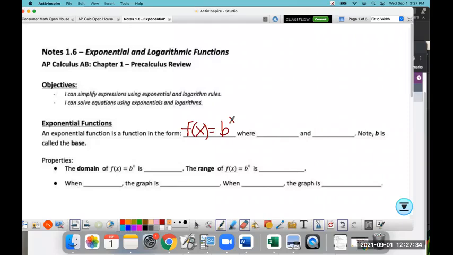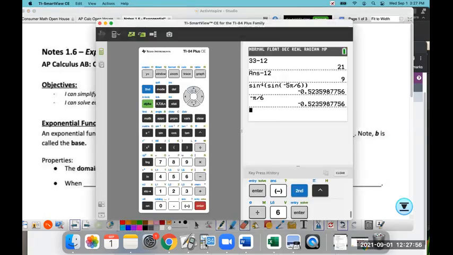Now, for it to be considered an exponential function, there are two restrictions that we need to consider. One, the base has to be greater than 0. And I'll explain why in a second. We can't have the negative ones. And then we also cannot have a base of 1. Let's look at those two situations.